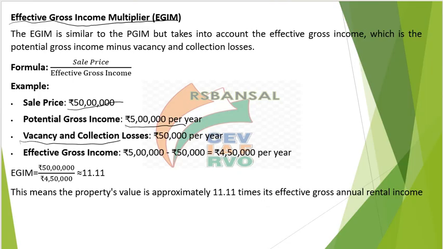Vacancy and collection losses: let us suppose it is 50,000, means this much amount has been lost due to vacancy and for collection charges, etc. So effective gross income will be potential gross income minus vacancy and collection losses. Effective gross income is 5 lakh minus 50,000, 4 lakh 50,000 per year.